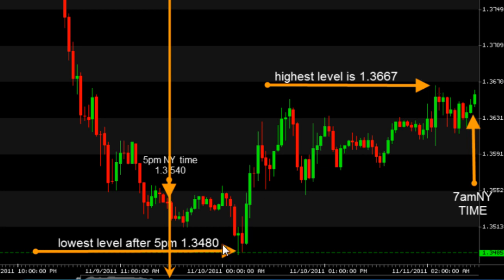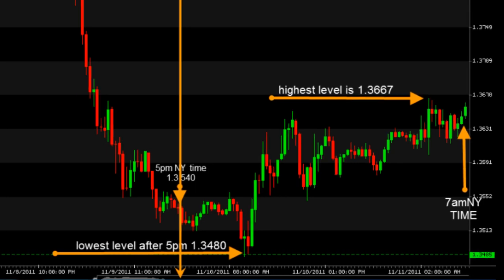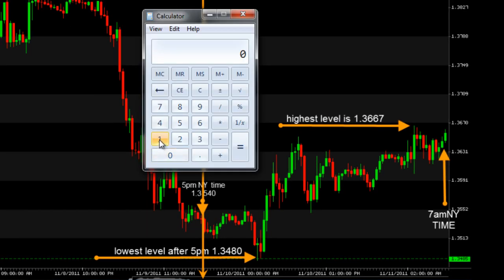But you're going to take from the lowest to the highest point and you're going to calculate how many pips the price has moved while you were sleeping or while you were away from your computer. Now you can either do this manually or just take a calculator. You can subtract 1.3667 minus 1.3480, and you have 187 pips.